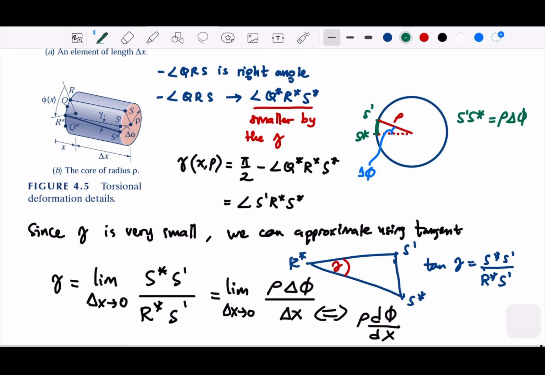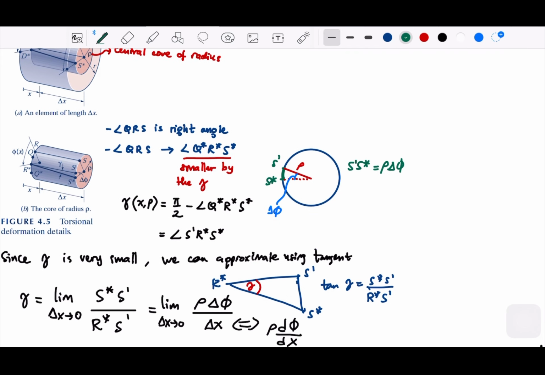So we call this the strain. Let me write a conclusion here. The strain is equal to rho d phi over dx. This is called the strain displacement equation.